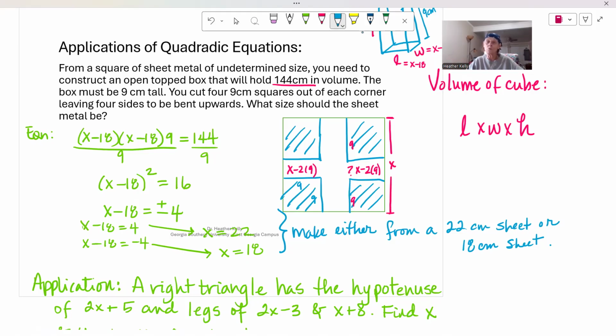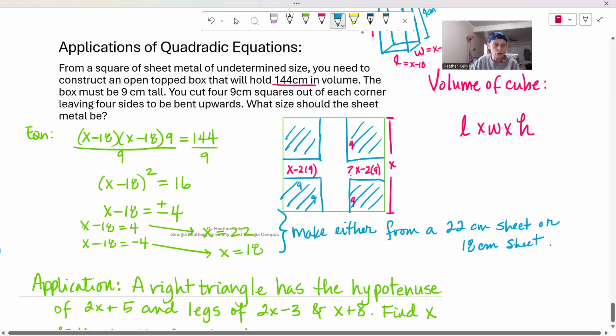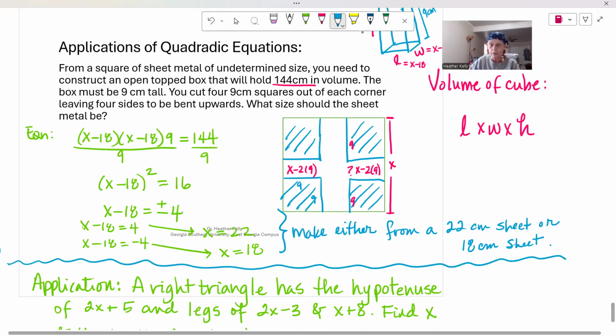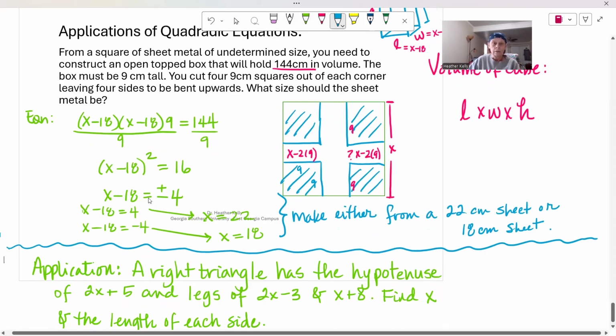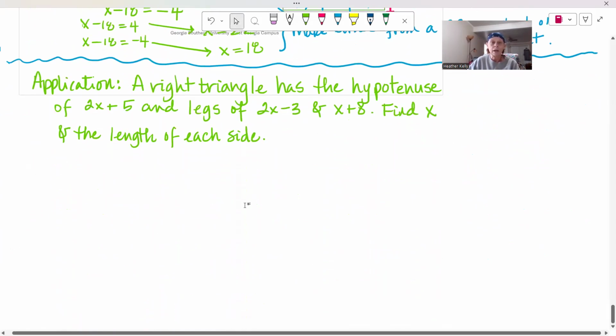Now, if this question was something like, what is the smallest sheet, or what is the largest sheet, then clearly we could say. Okay, cool. We have one last question, and it's another application problem.